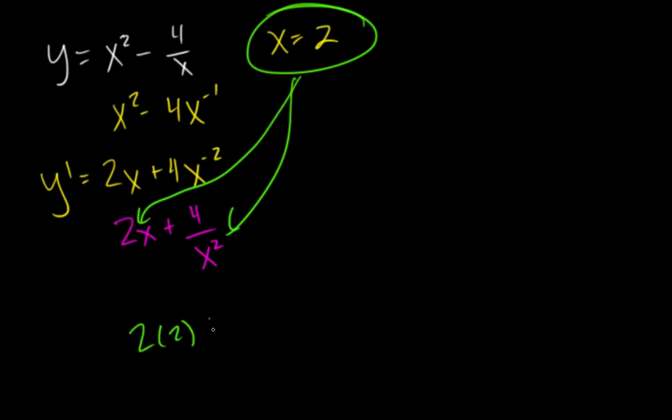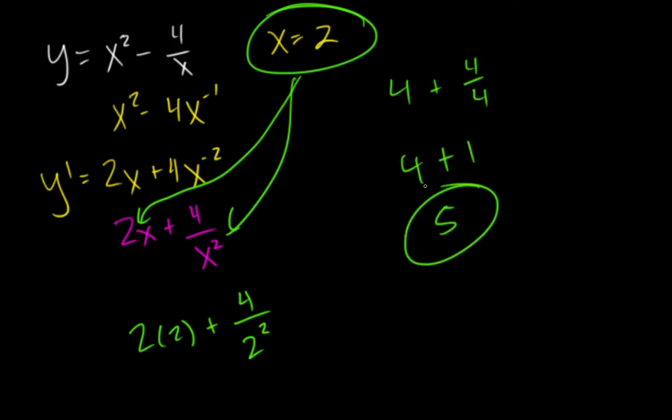So 2 times 2 plus 4 over 2 squared. So that's going to give us 2 times 2 is 4. We get 4 over 4, 4 plus 1. And so that is the gradient of the tangent to that line, to that curve.